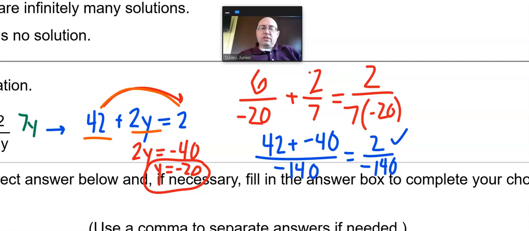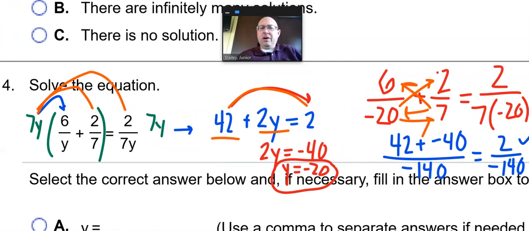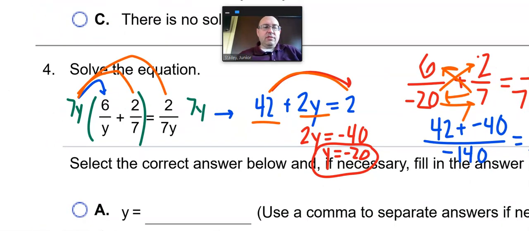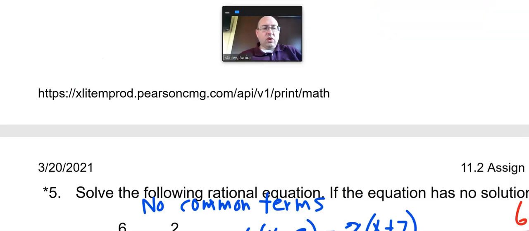6 over negative 20, 2 over 7. I got common denominators, multiplied 7 times each of these, and negative 20 times each of these, and then added them together, and I ended up getting the same thing that I had on the other side, which was 2 over negative 140. Or negative 2 over positive 140. Whichever you'd like to say. But negative 20 is the final answer to that question.